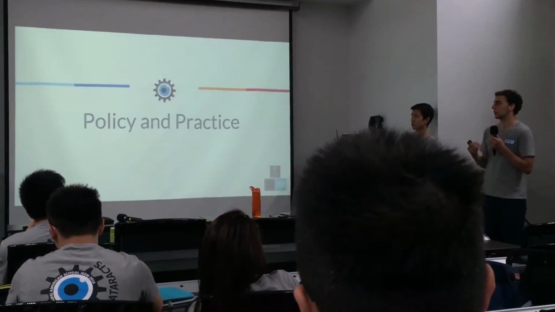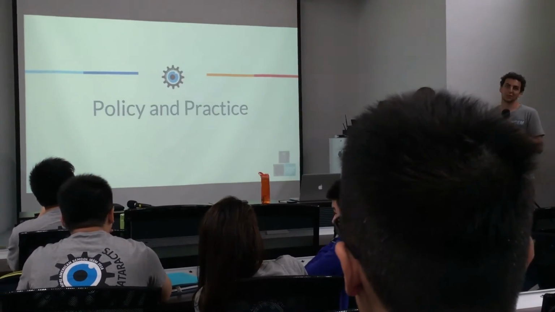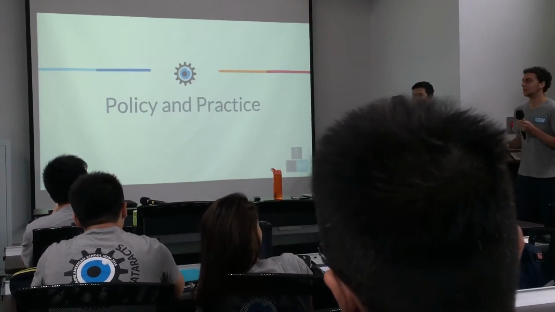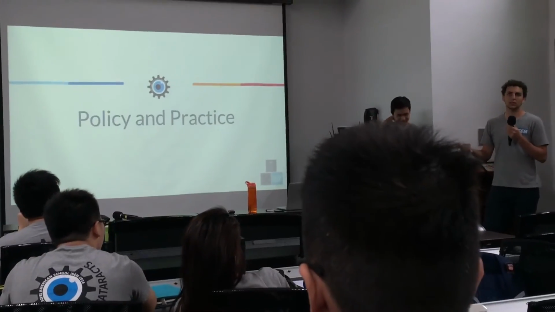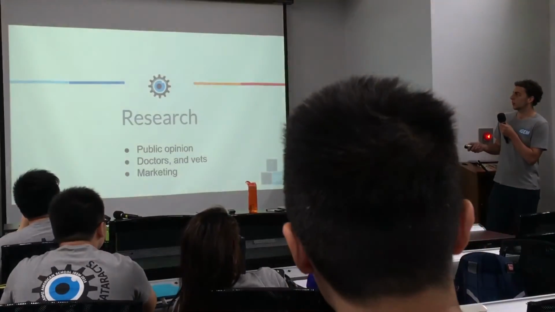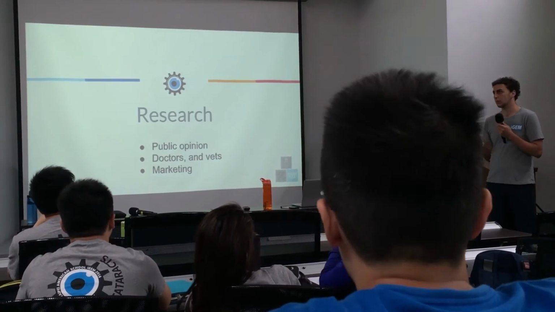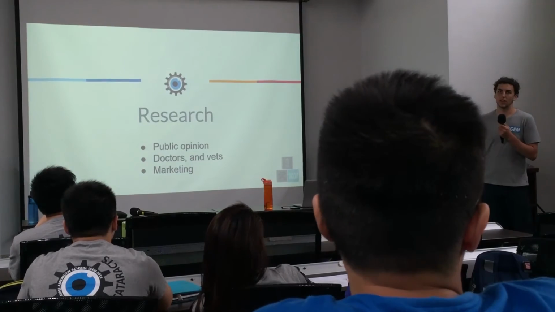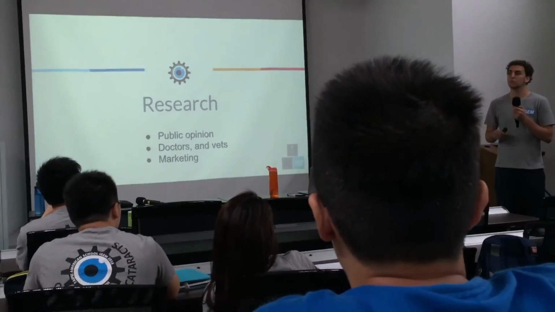So what we're trying to do is create a viable project that people perceive to be helpful and that also is actually helpful. So we take some data on what people believe, what people think about the directions that our project is going, among other things. The first aspect of our policy and practice is research, and that includes research on public opinion from doctors and vets, and then we use that data to create a marketing plan for our actual prototype.